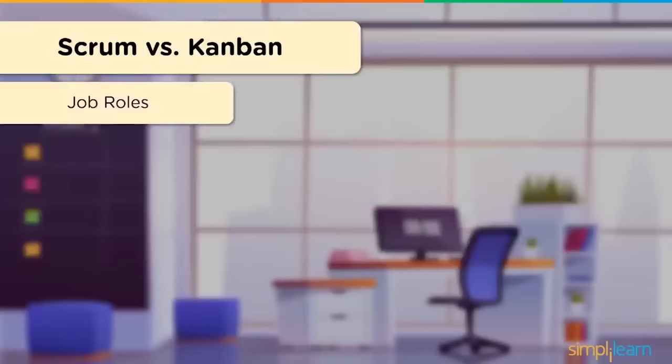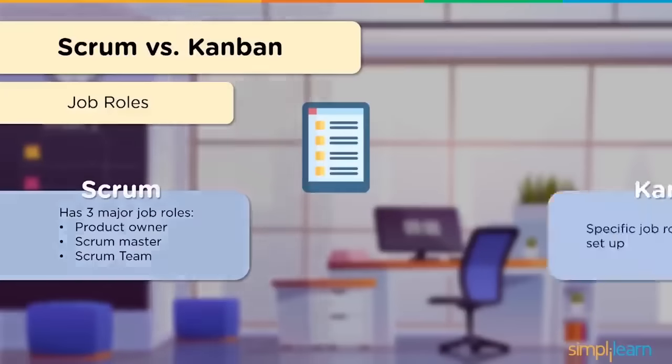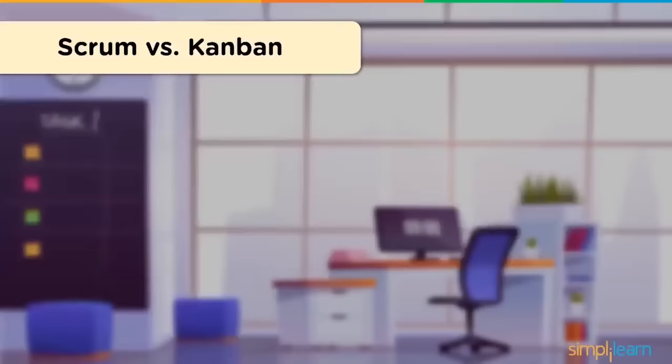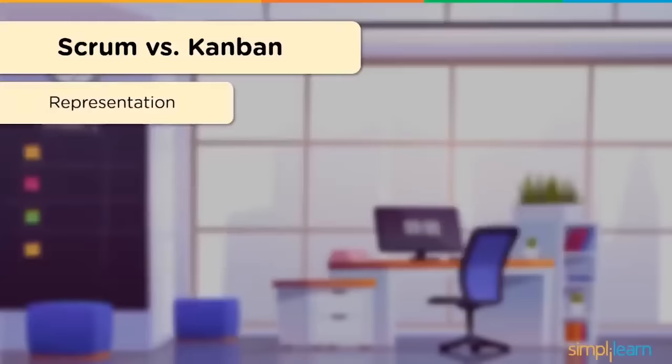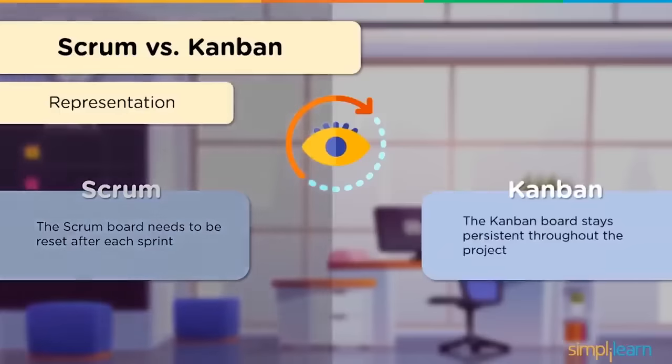Now, let's have a look at the job roles within these frameworks. Scrum has three major job roles: Product Owner, Scrum Master, and Scrum Team. With Kanban, you don't have any specific job roles. Now, let's talk about representation. Or moreover, let's talk about how data can be represented. With Scrum, the board needs to be reset once a particular sprint is complete. With Kanban, the board stays persistent throughout the entirety of the project.